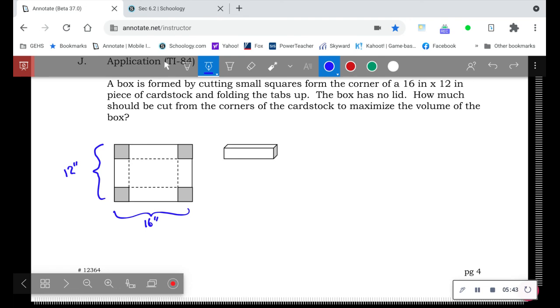Okay, so what we're going to do is find out the amount to cut out of the corners. Now, what you do know about the corners is that they're squares, so it's x by x.